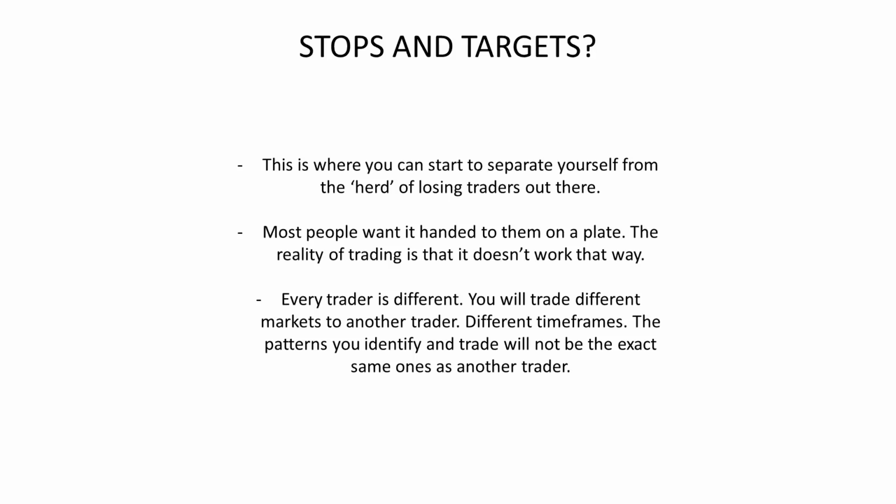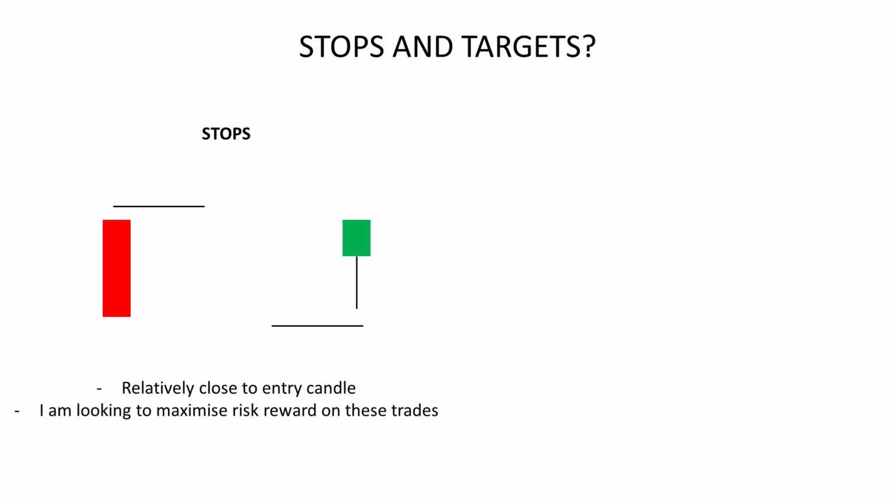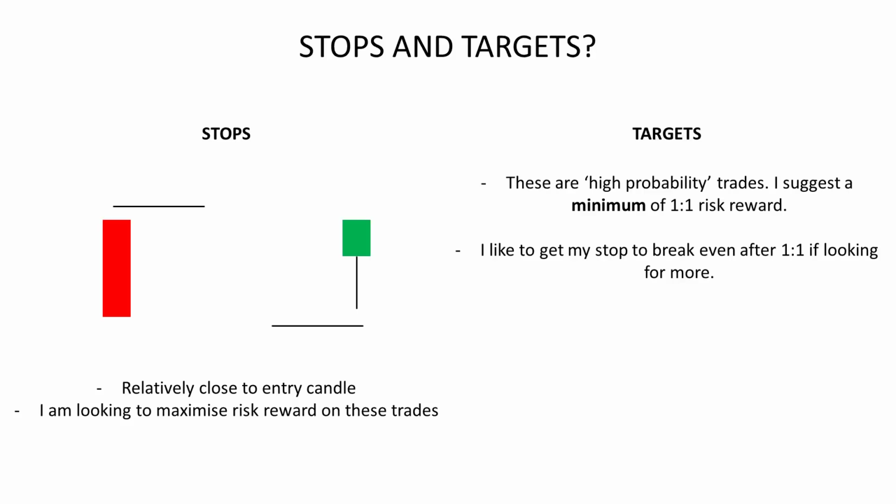I will give guidelines that work for me. For stops, I keep them relatively close to the entry candle. I am looking to maximize risk reward on these trades. Added into my trading plan, and from a strong support and resistance level, I consider them to be high probability setups. For targets, again, added into my trading plan, I consider this high probability.